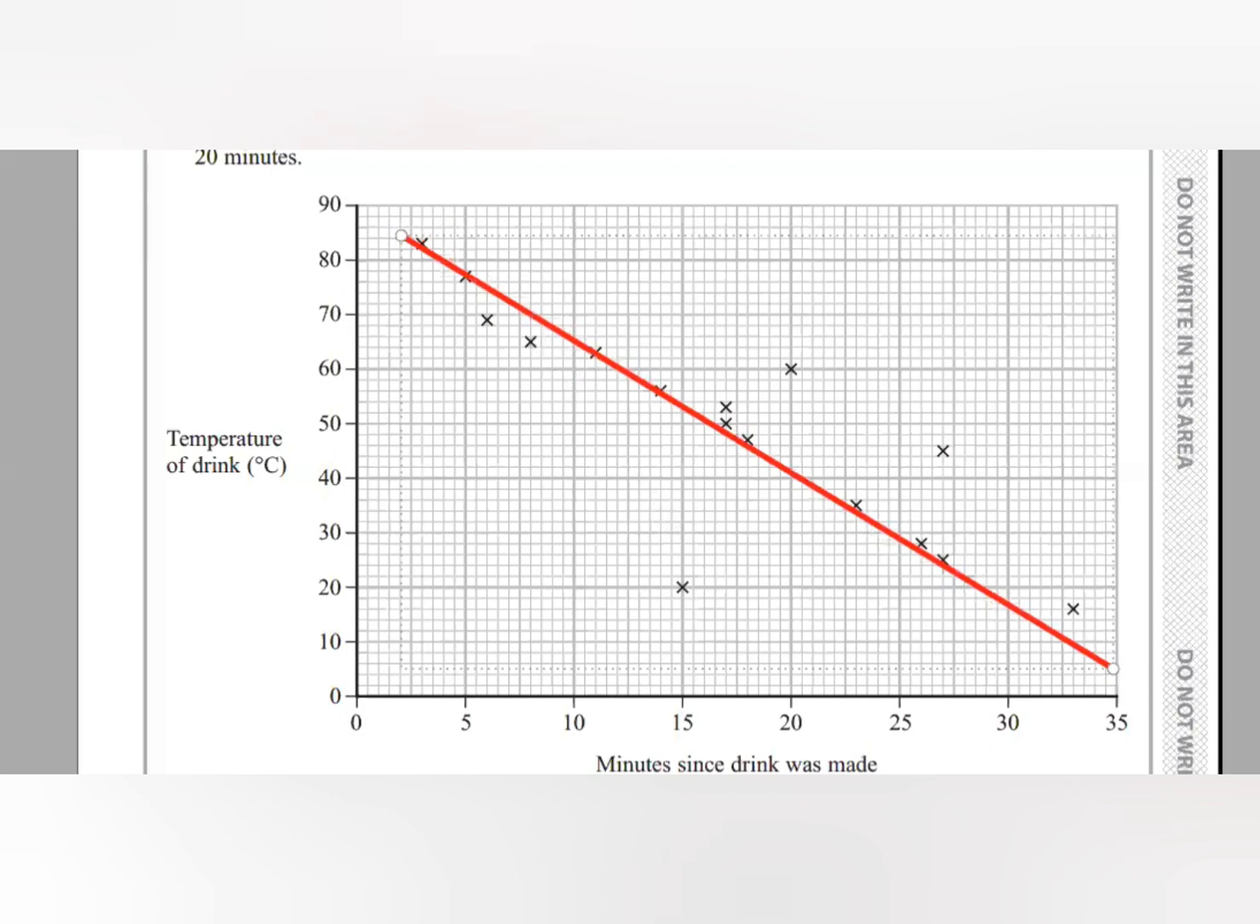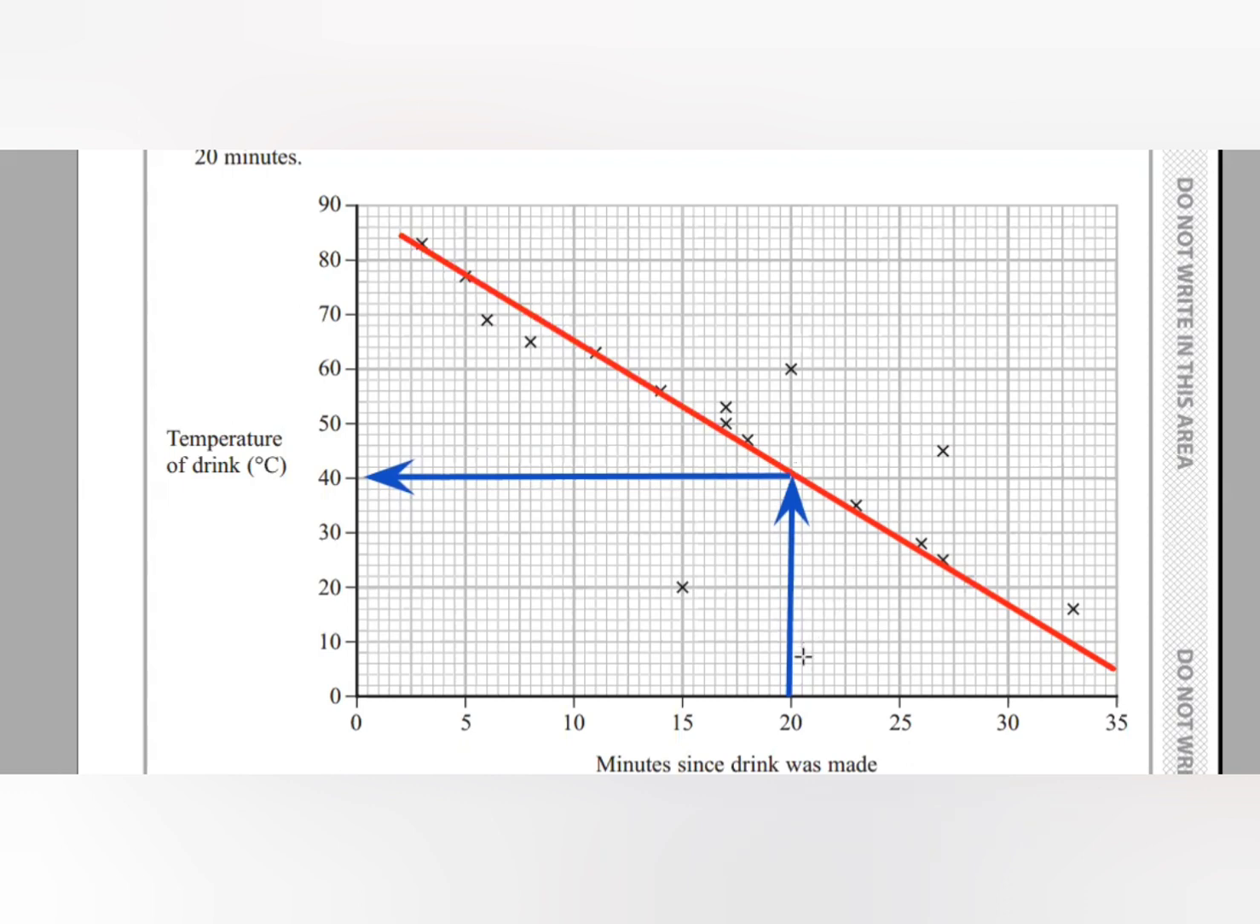Now, to find the temperature of this drink, which is after 20 minutes, I come to the 20 minutes. We follow up until the line stops me. So it's here. Now I come from here and I go to the temperature, which is over here. So the temperature of the drink, which is made for 20 minutes, is 40 degrees or 40 Celsius.